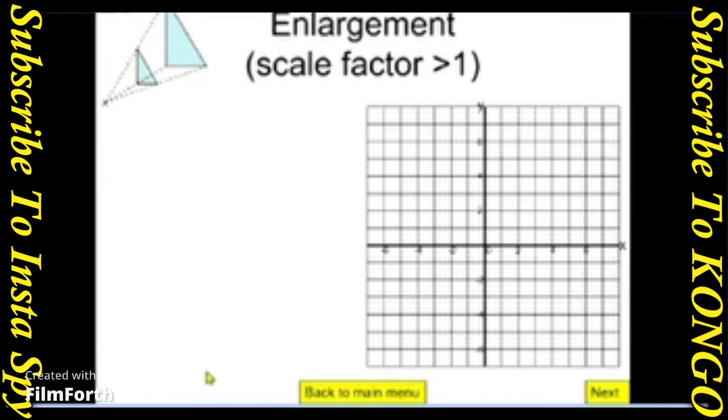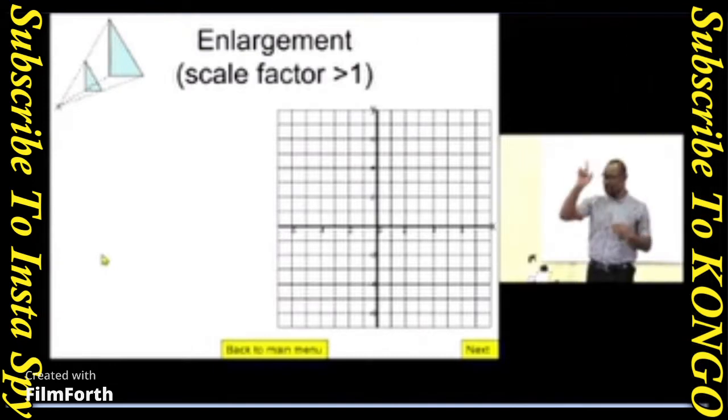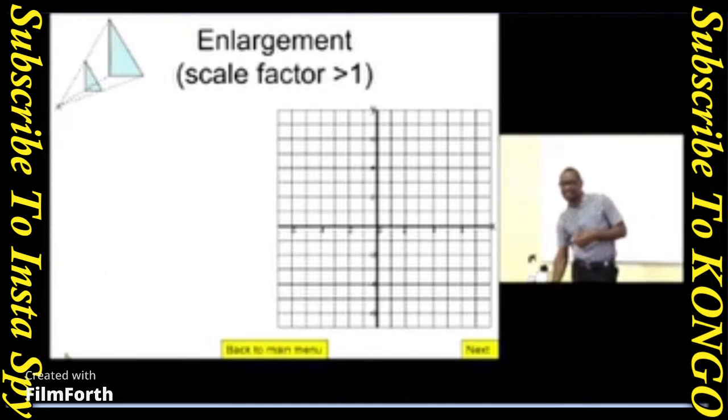No, my computer. Let me go back to where. Okay, yep. All right, when I finish the presentation, I'm going to go back to the enlargement and show you where the center of enlargement actually is.